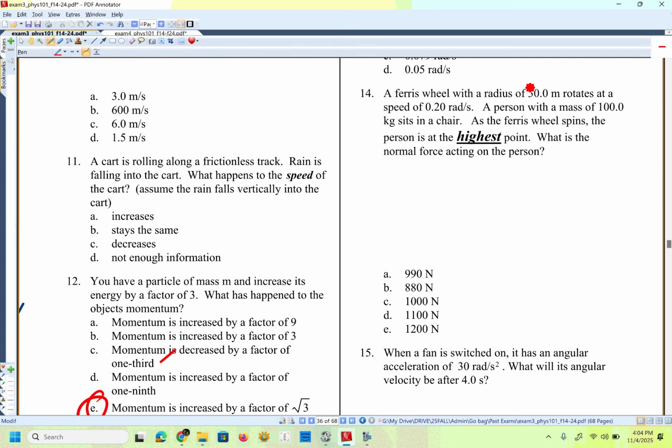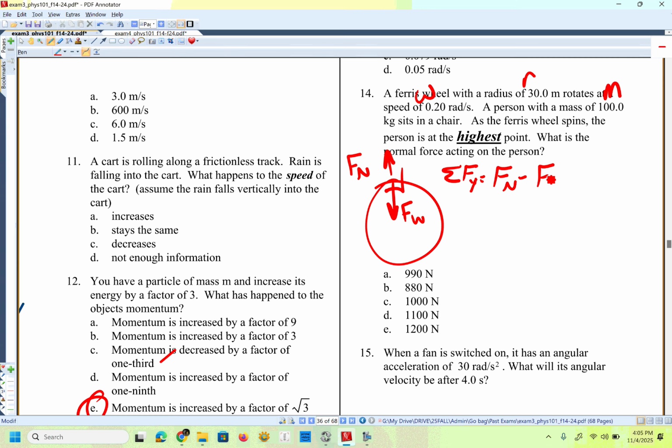I'm just going to write down sort of what I know. I know the radius, I know omega, I know mass, and I have this Ferris wheel. You all know what a Ferris wheel is, right? Like a big wheel that moves around. And at the top, I have two forces acting. I have the weight acting in that direction, and I have the normal force acting in that direction. So just like you'll do for your free response, I just say the sum of the forces in the y direction are Fn minus Fw, and those are equal to the mass times the centripetal acceleration.